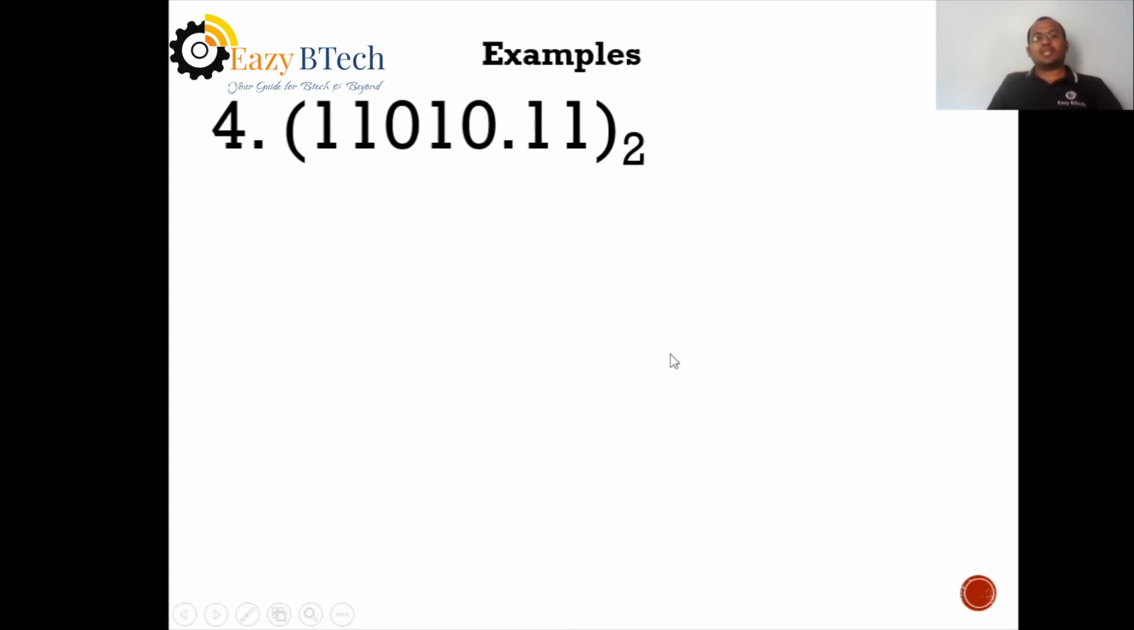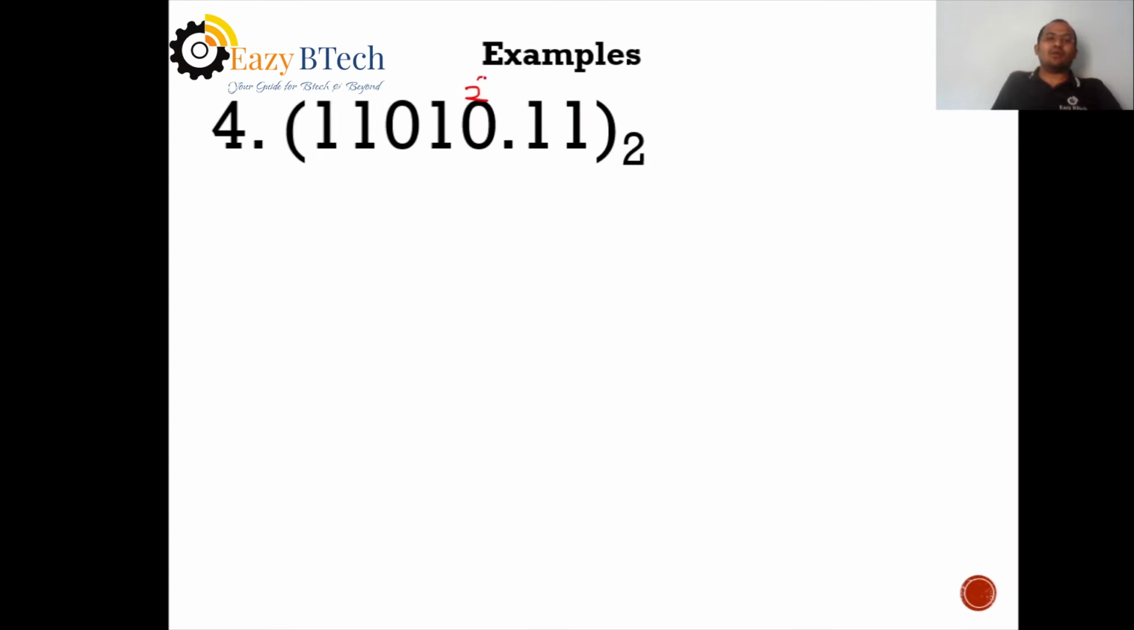Now we'll see one more example, so you can understand better. What we have to do: first step is assign weights, positive weights for the integer part and negative weights for the fractional part, multiply with the respective bit value, and sum all those values. You will get the decimal equivalent for the given binary number.